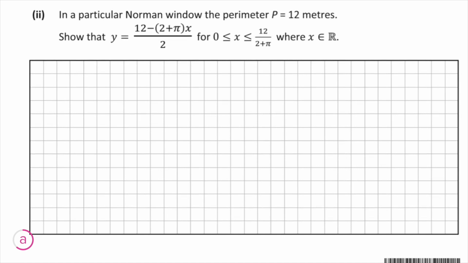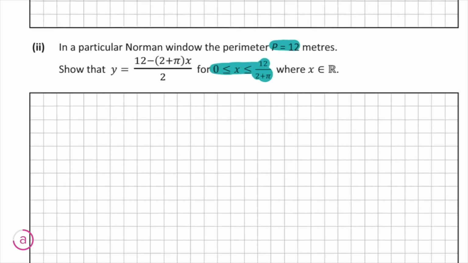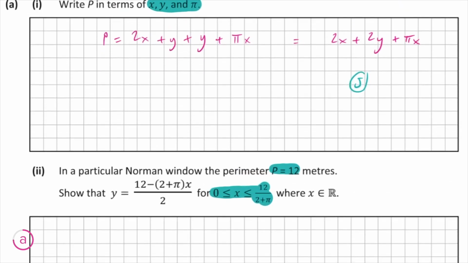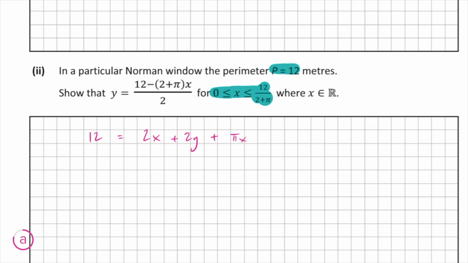Next, we're told that in a particular Norman window, the perimeter p is equal to 12 meters. So we've got to show that y is equal to this fraction here, where x is greater than or equal to 0 and less than or equal to 12 over 2 plus pi, where x is a real number. All we have to do is plug in 12 for our value of p, and then get y on one side. So here we have our equation. First of all, we're going to take away 2x and pi x from both sides, and next we're going to divide across by 2 to get y on its own.